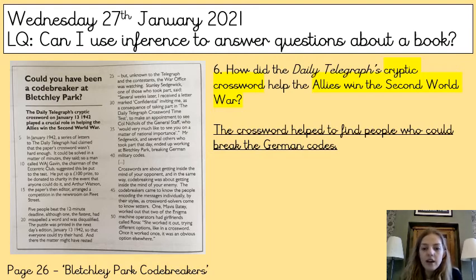Question 6, how did the Daily Telegraph's cryptic crossword help the Allies win the Second World War? Now, the word allies has been used as a generic term because allies are people that work with you. So the allies here are the people that were the code breakers. Okay, so now that you know that, have a go at answering that question. I have written an example of what you could write, but maybe you could write it differently. Okay.